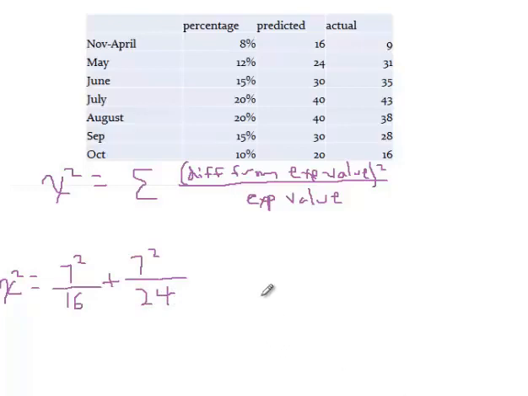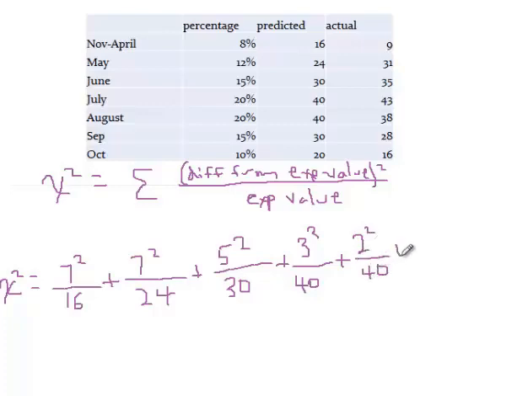The third one, we've got June, where the predicted is 30 and the actual is 35. So we can do 35 minus 30, which is of course 5 squared, divided by 30. You can do this all in a calculator, by the way, in one step, or Excel or something like that, but we'll do it out just to illustrate how it's done. The fourth one is July, which is 43 minus 40, which of course is 3 squared, divided by the predicted value, which is 40, plus August, 40 minus 38, 2 squared, divided by the expected value, which also was 40.